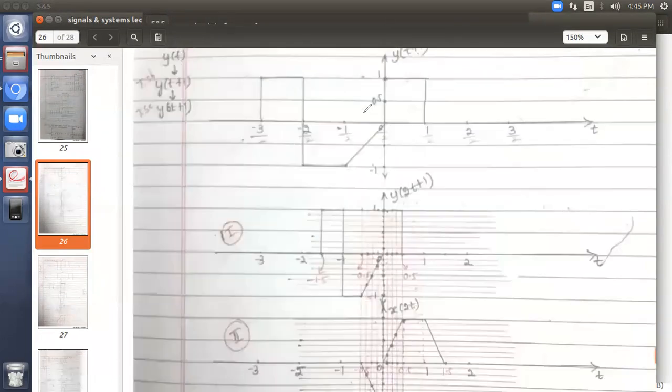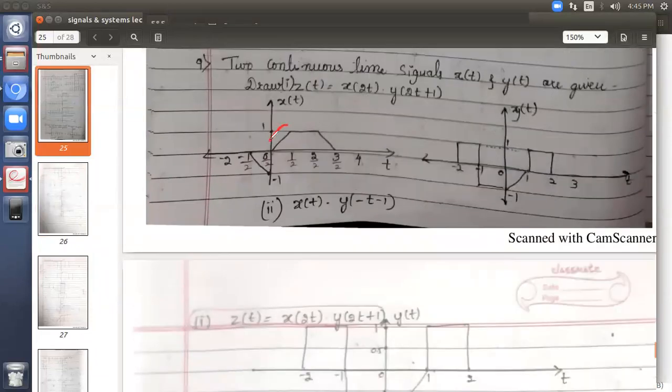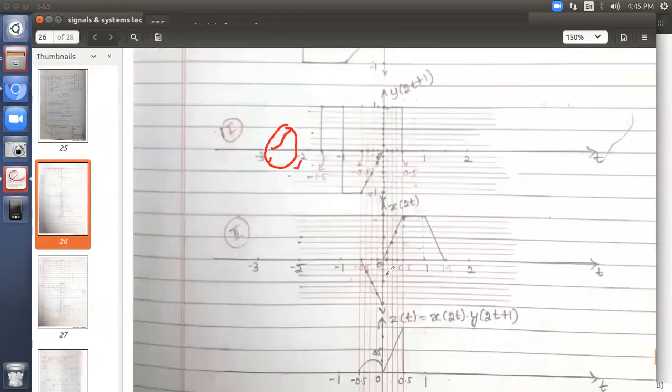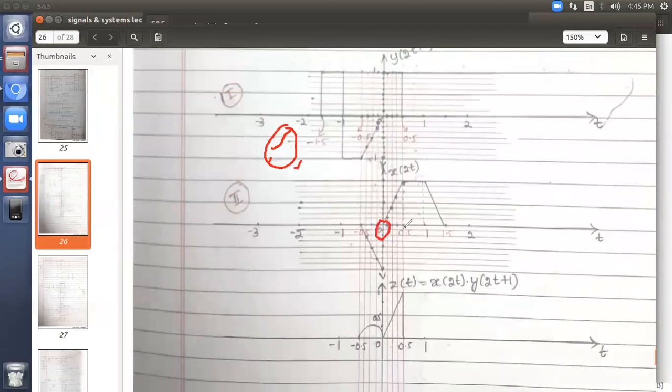Then coming to the next, between 0 and 1 we have an increasing slope. So what is the new range? Between 0 and 0.5. Check here, between 0 and 0.5, I have drawn an increasing slope with 1 as the amplitude. In between, this is 0.5.